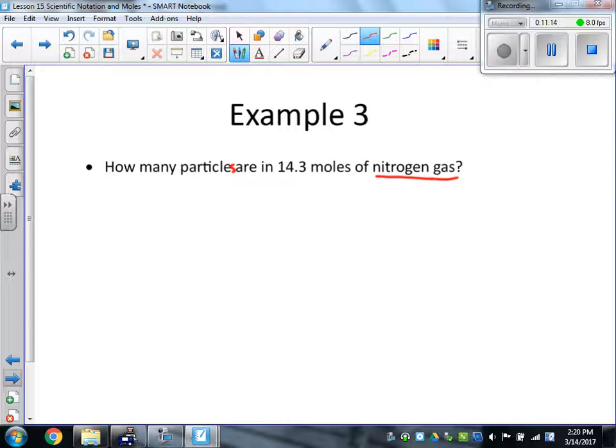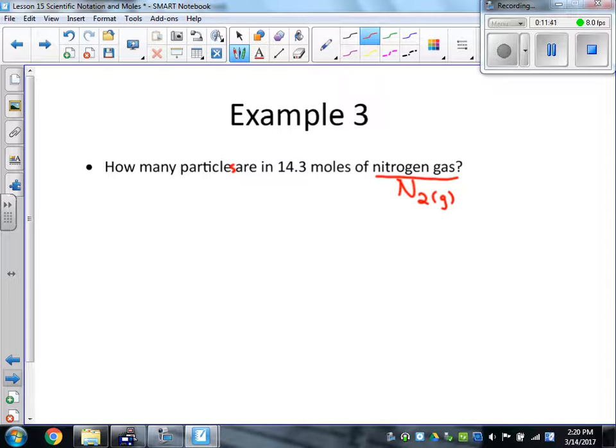Nitrogen, N2, right? N2. So we've got to remember those, N2, okay? That won't play a factor in this. They're just basically asking us how many N2s we have, okay? How many of these N2s do we have?